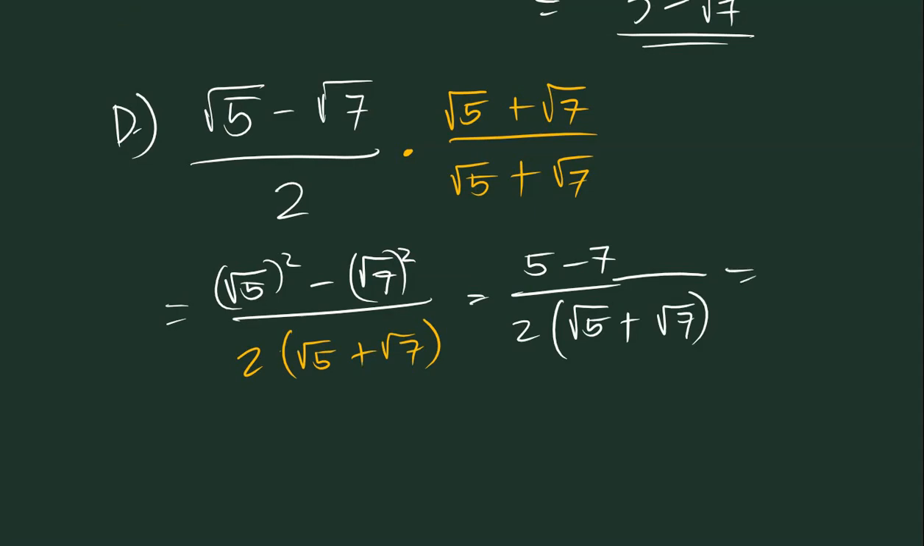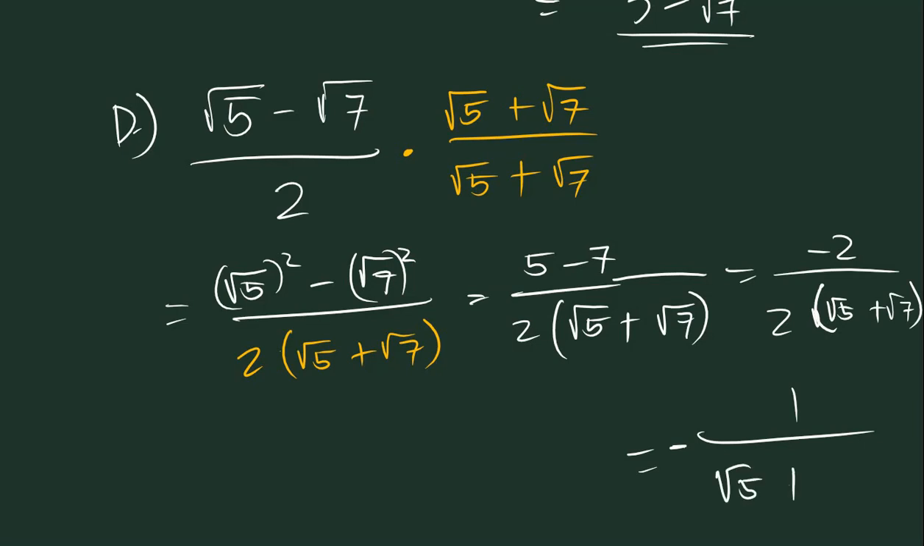And then this is equal to negative 2 over 2 times square root of 5 plus square root of 7. And then the final answer will be negative 1 all over, or let's just write the negative on the denominator, negative square root of 5 plus square root of 7. So that is our final answer.